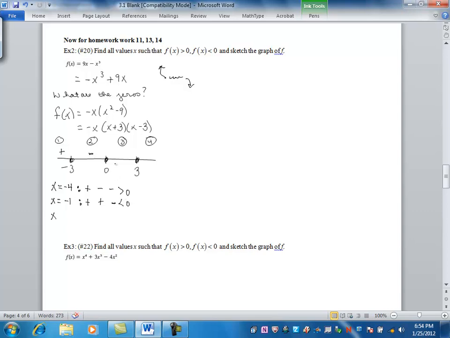Alright, let's pick a point in region number 3. Let's go x equal 1. And so let's see, we get a negative, we get a positive here, and we get a negative there. This is going to be greater than 0. And let's look at x equal 5. Alright, well, this is negative, this is positive, and this is positive, negative, positive, positive. We're less than 0, so we're going to be negative here.